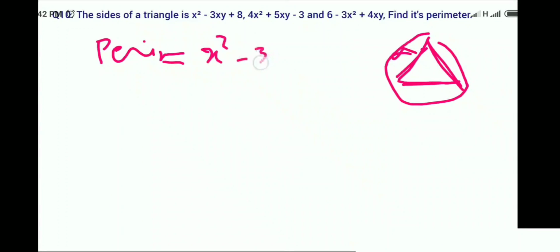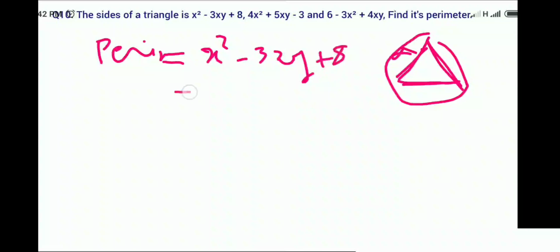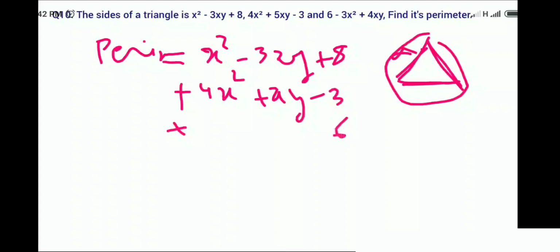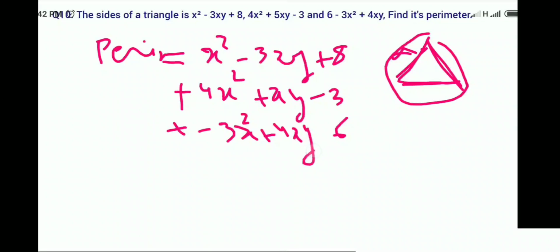x square minus 3xy plus 8, plus 4x square plus xy minus 3, plus 6, minus 3x square plus 4xy. When there is a plus sign, there is no change in the signs. Therefore, according to the sign given, we will add them all.